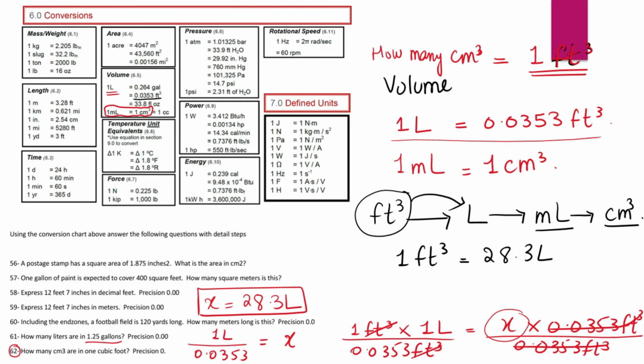That is what we have found by using the method that we call cross multiplication. 1 feet cube is equal to 28.3 liters. Now it is very simple to convert this 28.3 liters into milliliter. How? Because we know that in 1 liter we have 1000 milliliter.